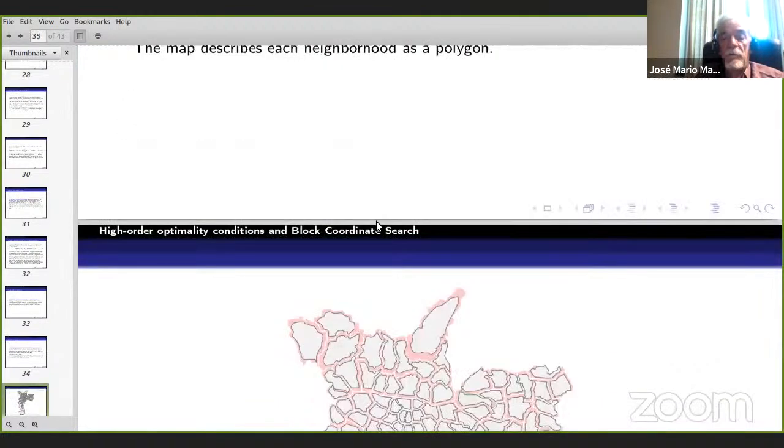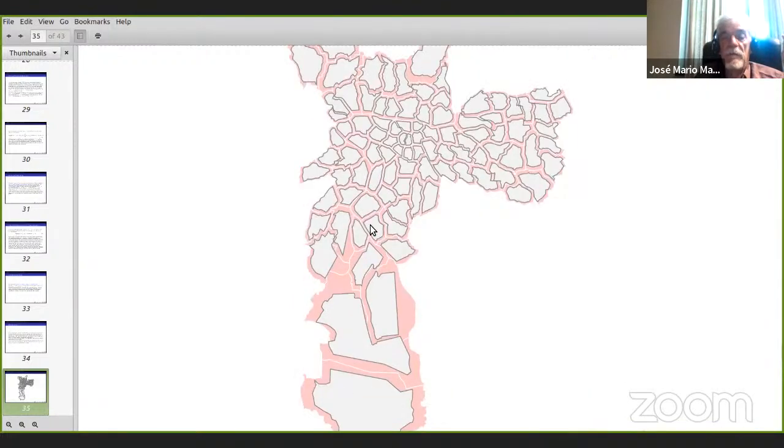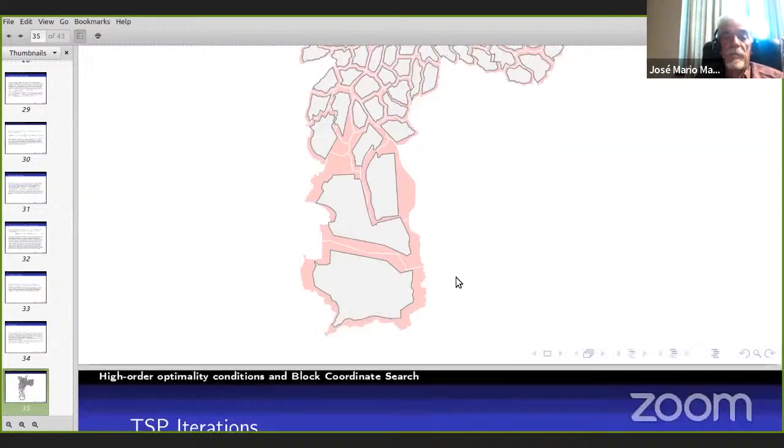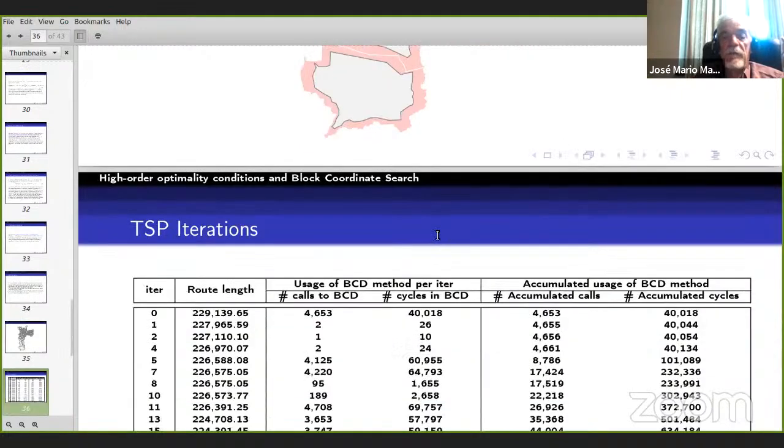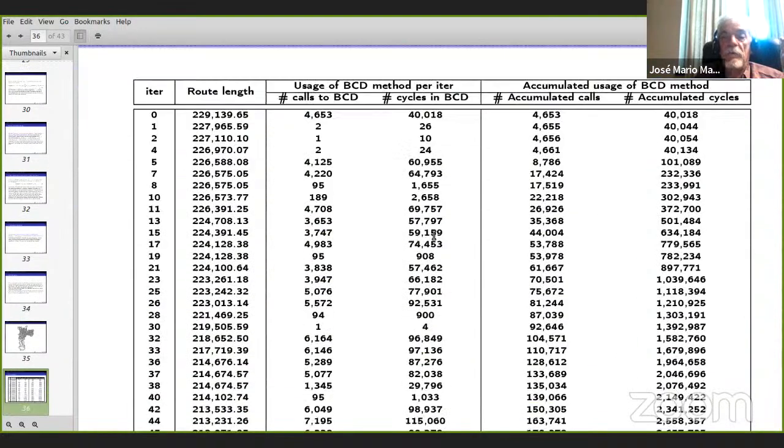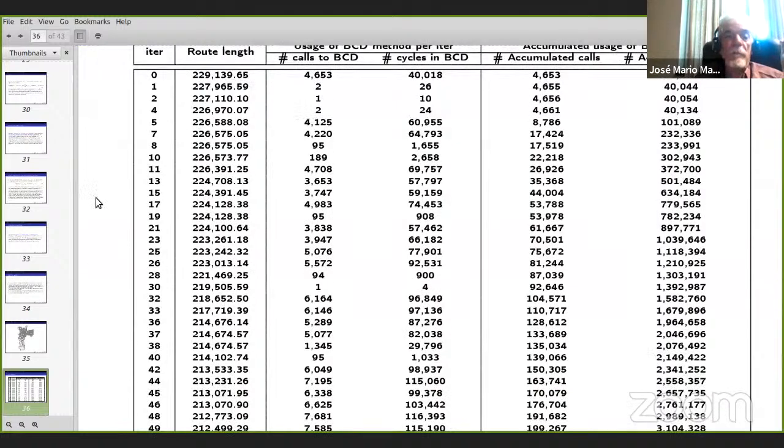So here again, this is the city of São Paulo, this very, very big city. These are the neighborhoods. And these are the TSP iterations of the method. Observe that we begin here, at iteration 0. In iteration 0, the length of the route is 230 kilometers. A big city, no? We have routes of 200 kilometers inside the city.